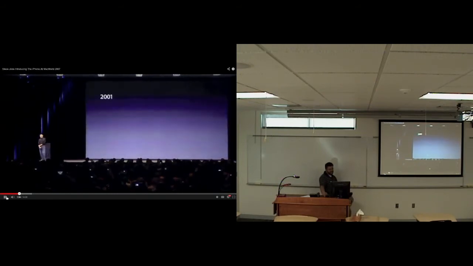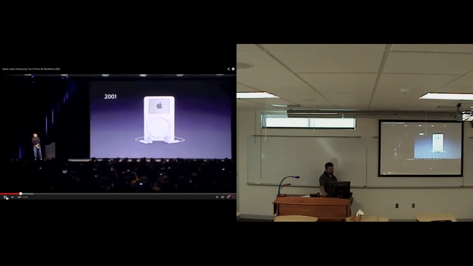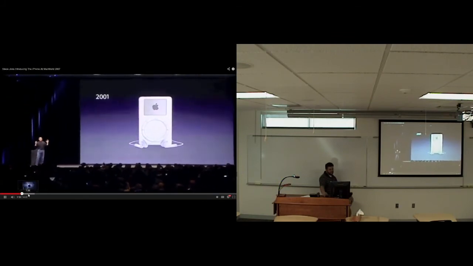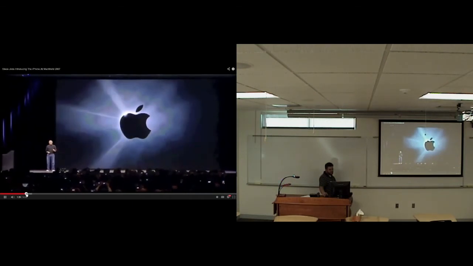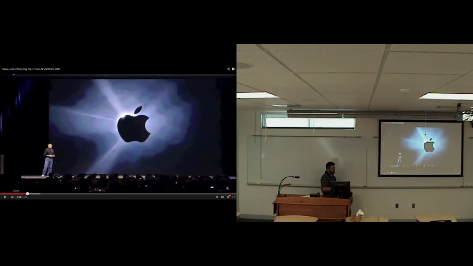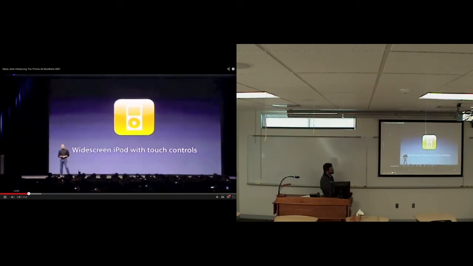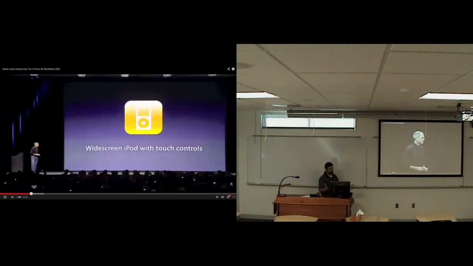In 2001, we introduced the first iPod. And it didn't just change... I'm going to move down a little bit here. It's a widescreen iPod with touch controls. Okay, so now he's introducing the first one, the iPhone. Notice what he does. Text and image. Okay? Simple. Nothing more than necessary.